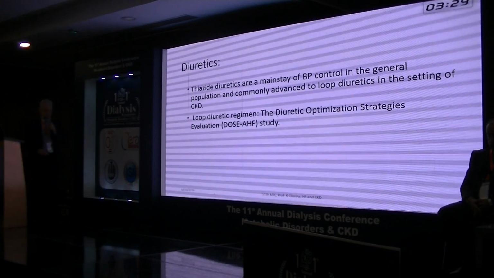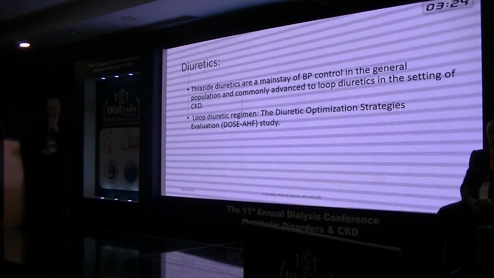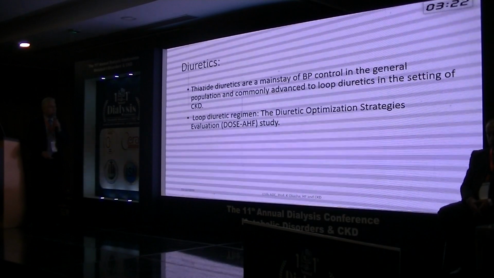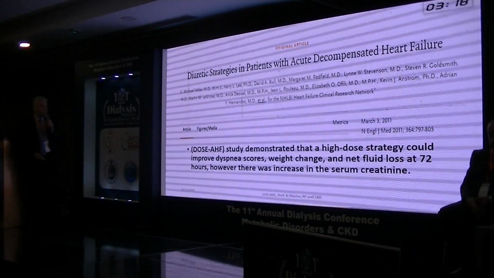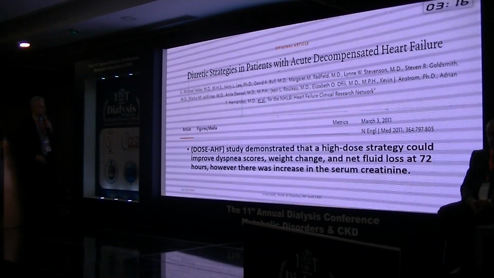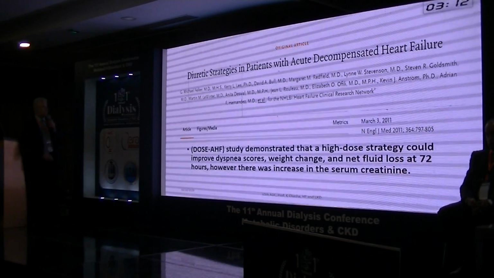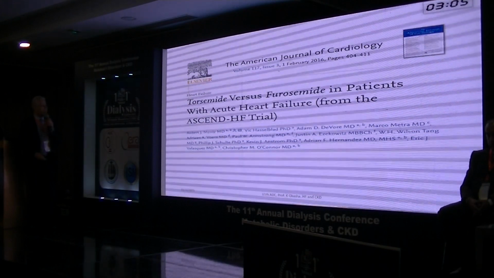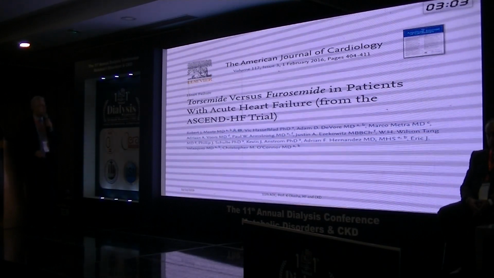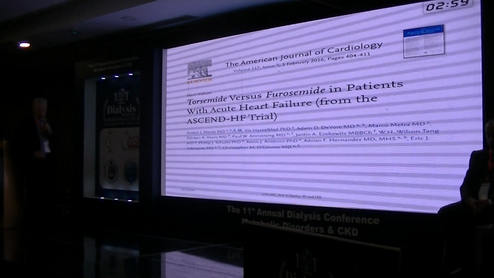And this is one of the studies, which is the DOSE trial, or Diuretic Optimization Strategies Evaluation. And this study has shown that high dose of loop diuretics is associated with improved dyspnea scores, weight loss, and net fluid loss at 72 hours. However, this is associated with rising serum creatinine. Other trials showed the superiority of torsemide versus furosemide in patients with heart failure.